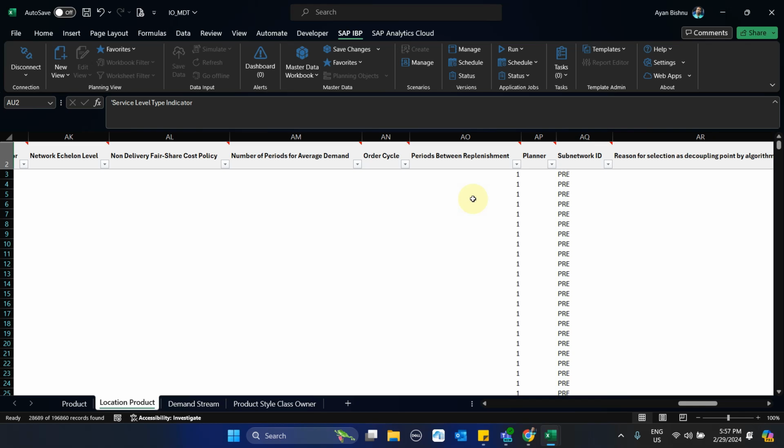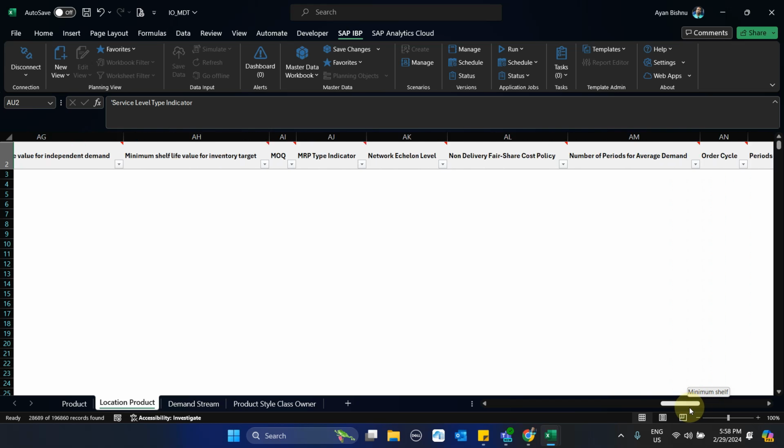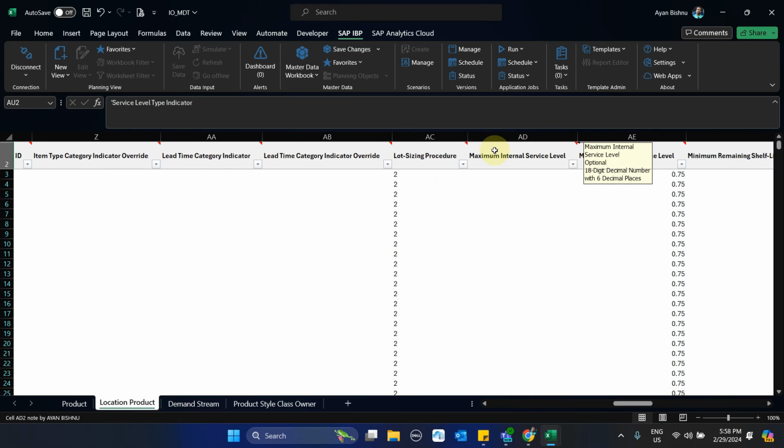So these are two important things that we need to keep in mind while maintaining master data for IO. Next, the third most important attribute is what I call the internal service level. If you see here, we have two fields called max internal service level and minimum internal service level. Now there is a fundamental difference between internal service level and external service level.